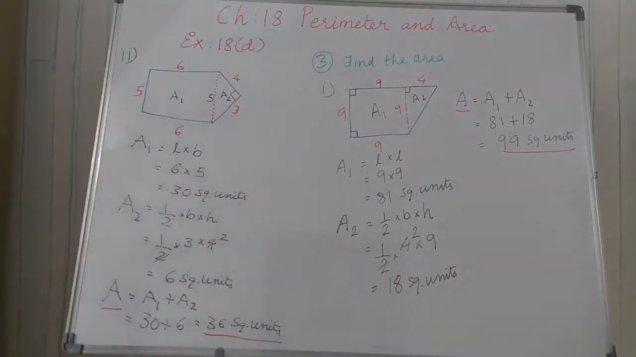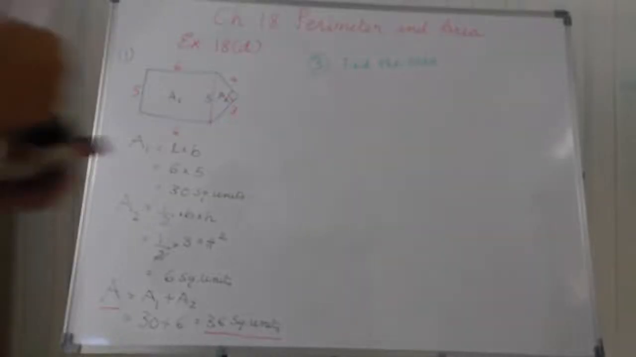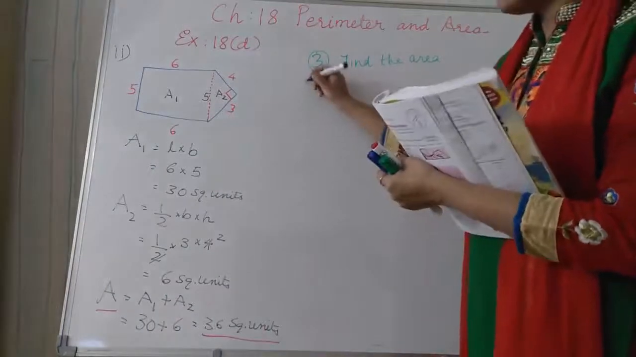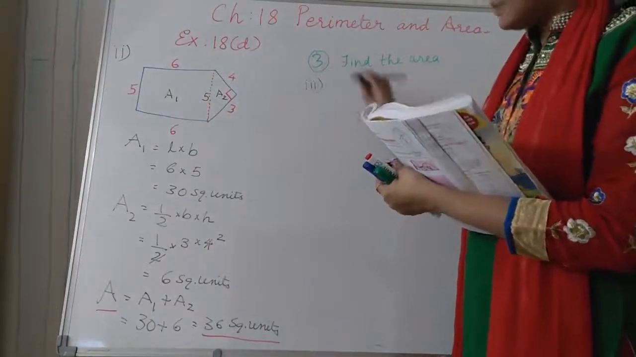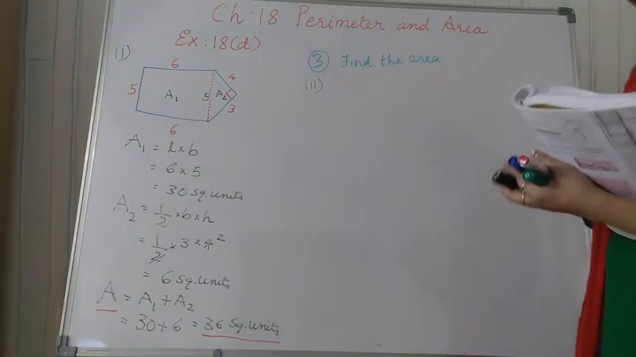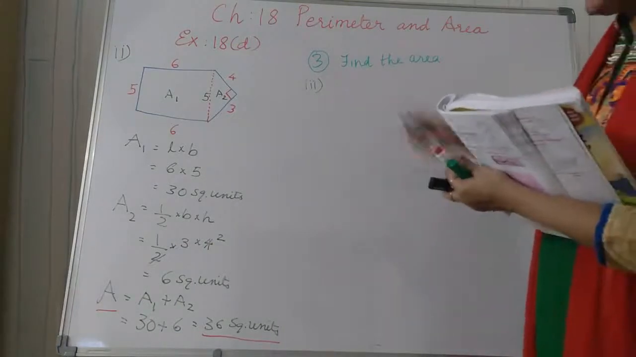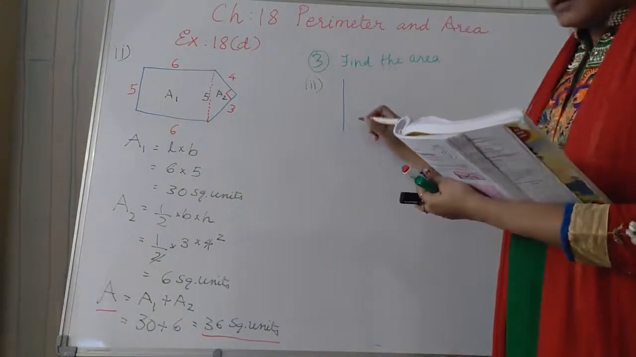Right. So now there is a third figure also. Now the third figure I will only explain to you. You have to calculate by yourself. So let us take the third figure. I will explain first how to find its area. The figure is given like this.